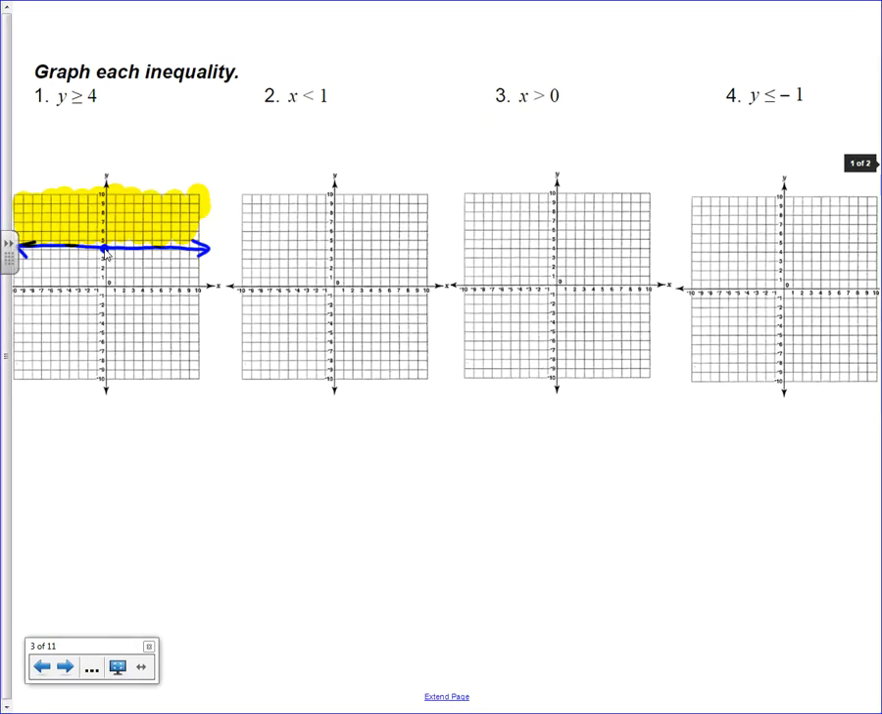Is there another one that is going to be a horizontal line? Not next to it. The very last one. Do you see how it says y is less than or equal to -1? Go to where y is -1. If there's no x, it can't cross the x, so how are we going to draw it? Horizontal, and will it be solid or dashed? Solid. What symbol is that up there? Less than, which means we're going to shade below.